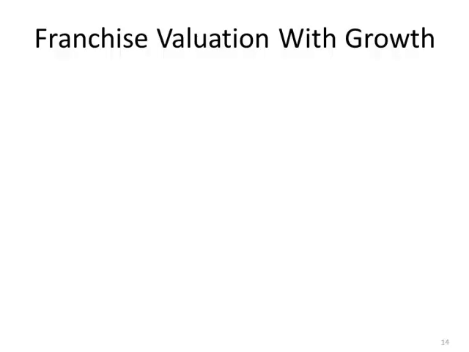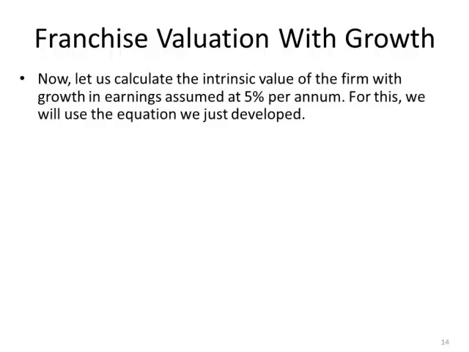Franchise valuation with growth. So now let's look at firm B, the second firm in this example. Firm B, as we said, is identical to firm A in all respects except for their growth in earnings, right? So we'll assume that firm B has growth in earnings at 5% per year, and we'll use the equation that we just developed to value it. So the present value is equal to C times ROIC minus G, divided by R minus G.